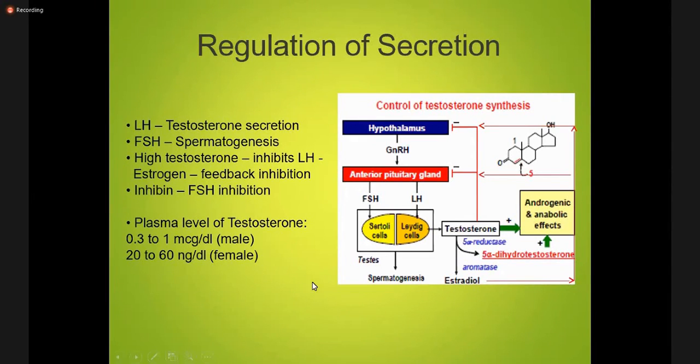Another important part is that testosterone is also converted to estradiol by the enzyme known as aromatase, an enzyme through which this estradiol is formed.